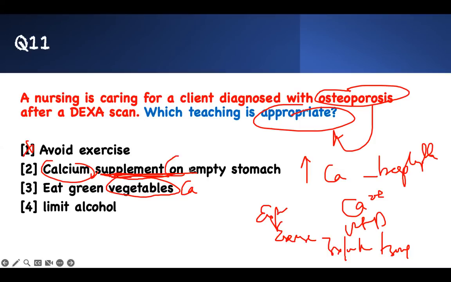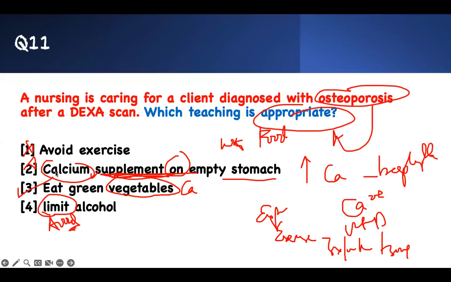They say on empty stomach. You don't need to take calcium on an empty stomach. With food, food will increase absorption of calcium. So this question was a trap. The answer choice is the trap. Limit alcohol. Yeah, you should not drink alcohol, and that will help with the osteoporosis. So limit alcohol is wrong. It just has to be avoided completely. We already have osteoporosis. There's nothing like limiting anymore. No more alcohol. So the right answer is eat green vegetables.